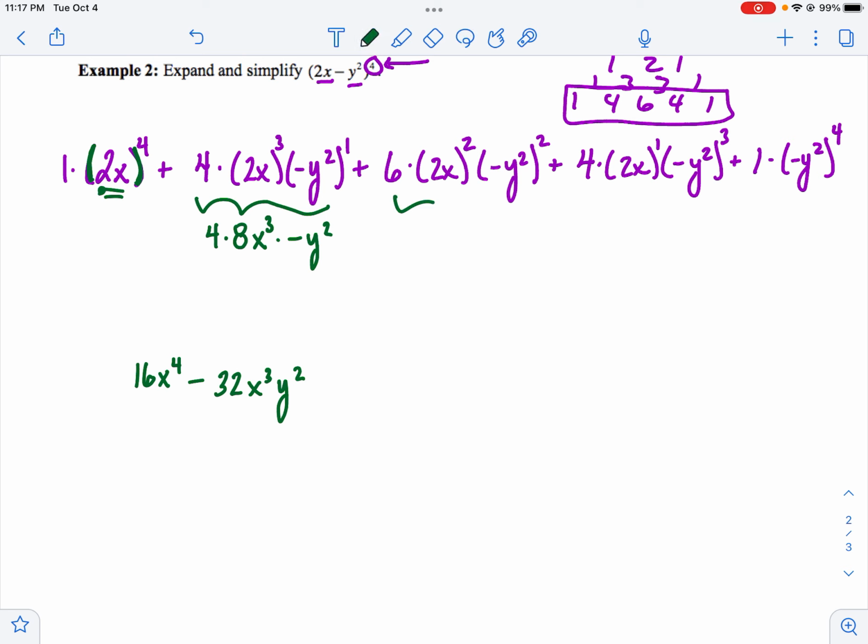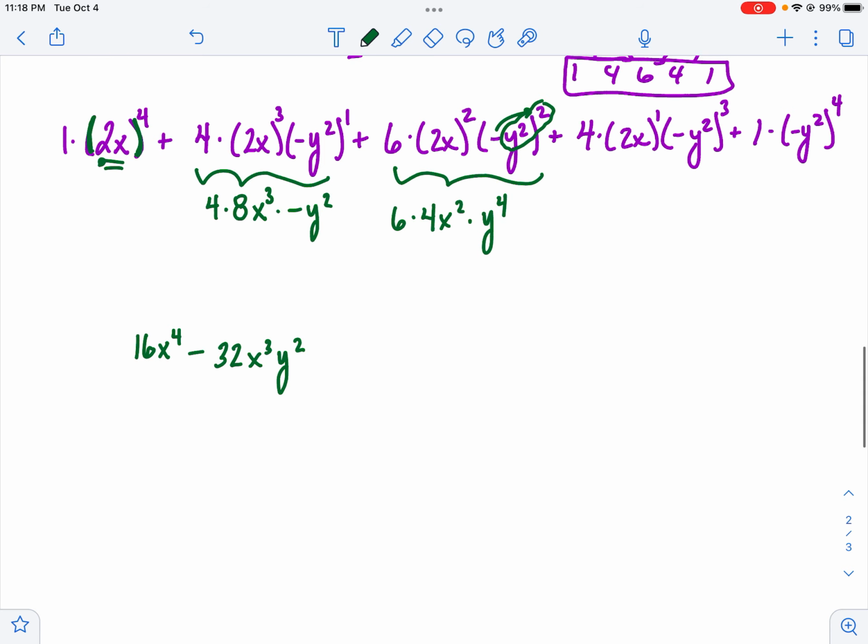So when I go here to this next one, I've got the 6. The 2 gets squared, so that makes it a 4. But I also have x squared. And then here, when I square the negative, it becomes positive. And y squared squared, I multiply those powers, so I actually get y to the 4th. Okay, so I'm going to then get 24x squared y to the 4th.